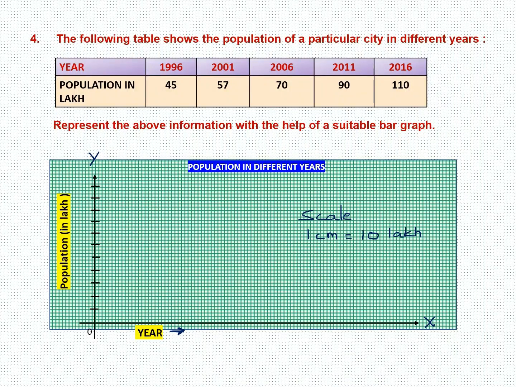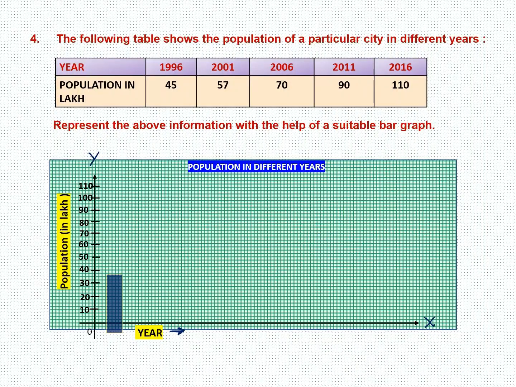Population in lakh. This is what we're going to show. So 1 centimeter is going to be 10. So let's do that. So 10, 20. So we're counting in tens. 30, 40, 50, 60, 70, 80, 90, 100, 110. Yes, that is our biggest number, and we should get 110 on our y-axis.